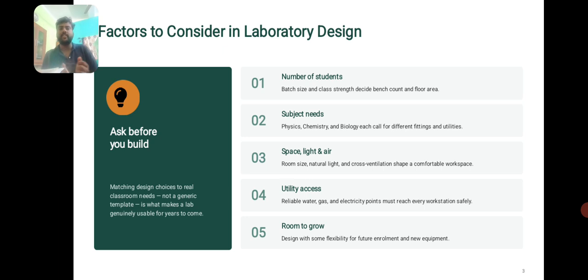Next, subject needs. Subject needs means which subject needs a more elaborate laboratory, like physics, chemistry, and biology, and all require different tools, tables, and setups. Third, space, light, and air.